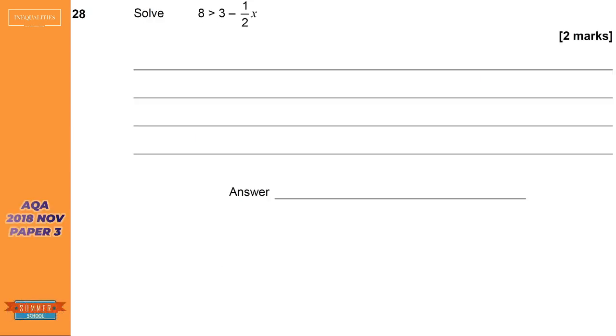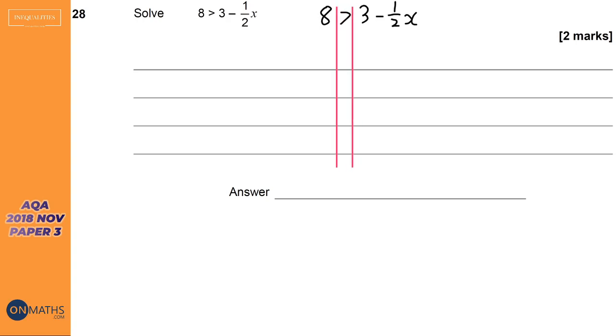Last up is our AQA question, and this is kind of similar with solving. It's just annoying numbers. So I'm just going to rewrite it like I did before and put my lines in. Okay, so I'm going to take away the 3 first because we need to understand what's going on with this.